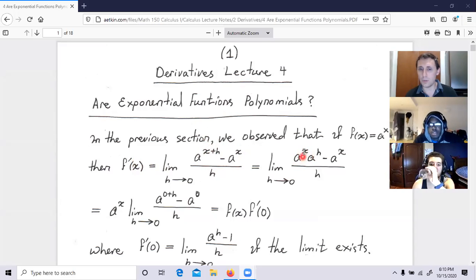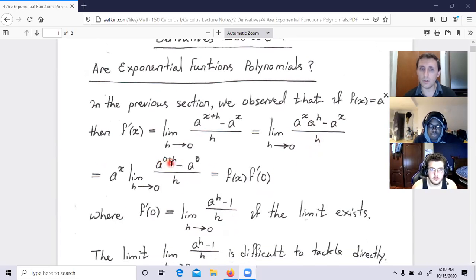sum of powers to a product of terms. You see? We kind of believe it from previous classes in mathematics that we can carry out this factorization even when x and h are not integers. And that allows us to factor a to the x out. It's not dependent on the limit, and we end up with this limit.